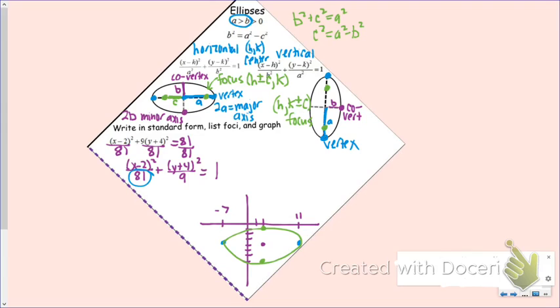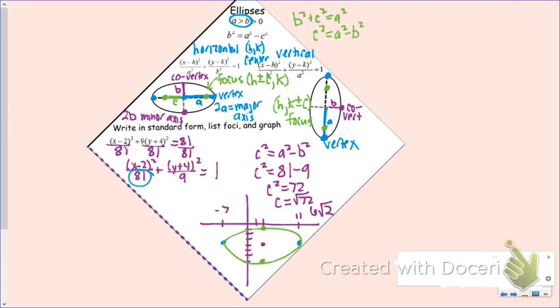The last thing we're going to do is find the value of the focus, or the foci. In order to find these values, we need to know what C is. So we're going to use that equation we have up there. We know that C squared is equal to A squared minus B squared. A squared is nice because it's already squared for us. The bigger number here is 81. The smaller number here is 9, which means that C squared is 72. So C is the square root of 72, and we can simplify that to 6 root 2.